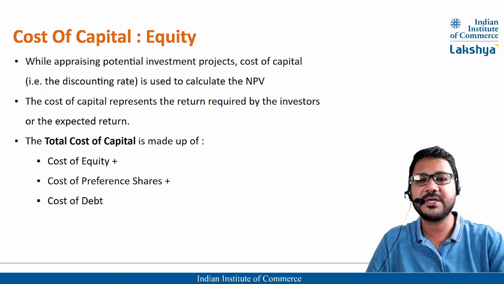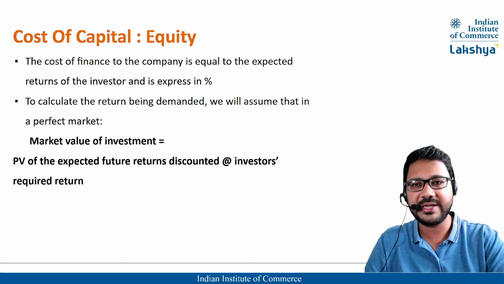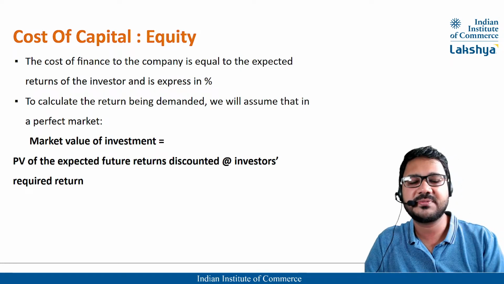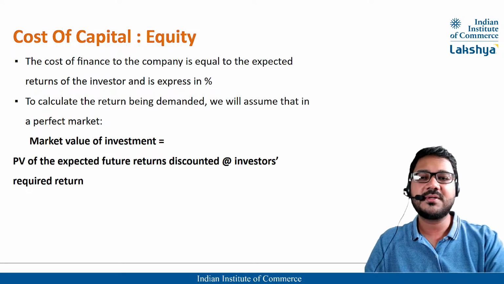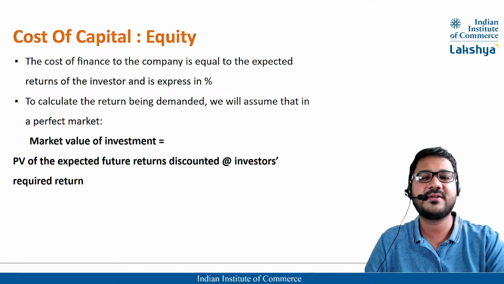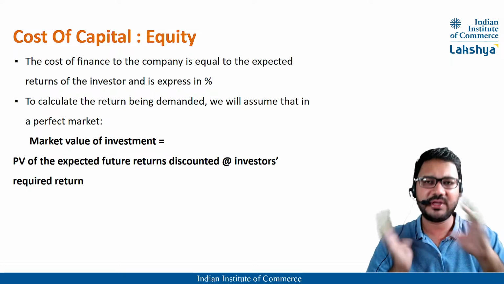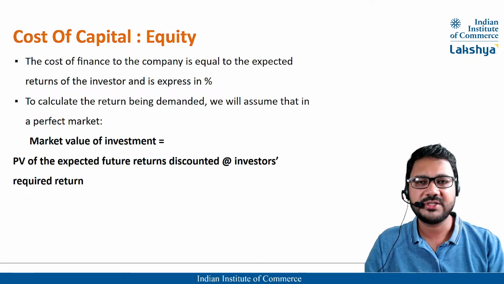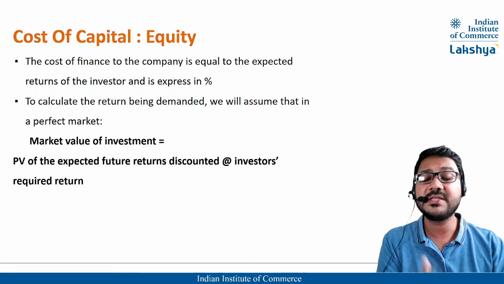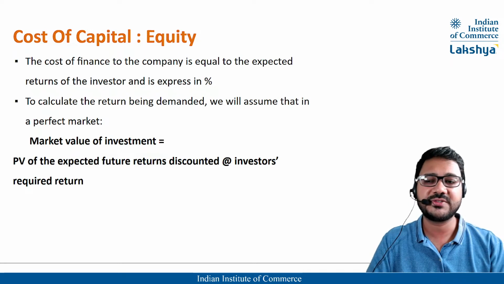So total cost of capital is made up of cost of equity, cost of preference shares, and cost of debt. Cost of finance to the company is equal to the expected return of the investor and is expressed in a percentage. So cost will always be expressed in a percentage. To calculate the returns being demanded, we will assume that in a perfect market, the market value of an investment is equal to the PV of expected future returns discounted at the investor's rate of return. In a perfect market where everybody has all information, the market value of any asset, for that matter, would be the present value of all the various cash flows.